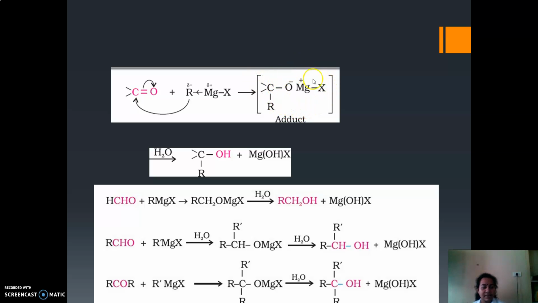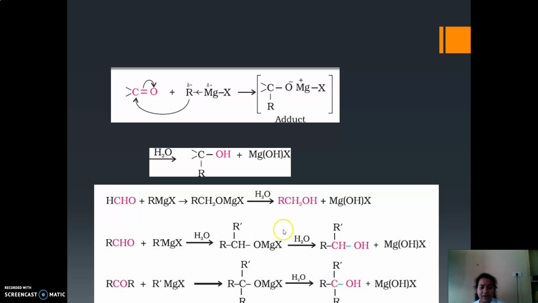The adduct is unstable. So if we add water to this, hydrolysis of this adduct occurs. So what will happen? This MgX, here we can see the hydrogen will attach. From the MgX, the OH group, from the water, we know it is HOH, it is unsymmetrical. So the hydrogen will attach here and OH will attach here. This is the reaction.